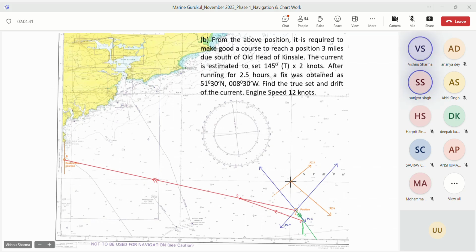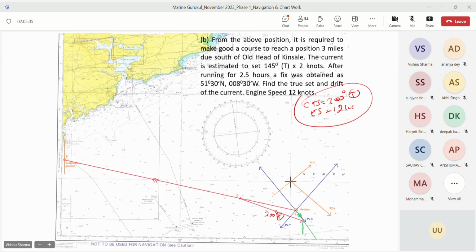Yes, sir. Correct. So now let us say, I'm just giving a value for the purpose of discussion, it may be something else, this CTS is 300 degrees true. So now the master has set the vessel on a course of 300 degrees true at an engine speed of 12 knots given in the question. And after going on this course for 2.5 hours, he finds a fix. Let us say the fix is here. I'm just putting the fix randomly. Let us say this is the fix after 2.5 hours.